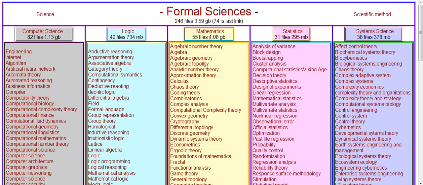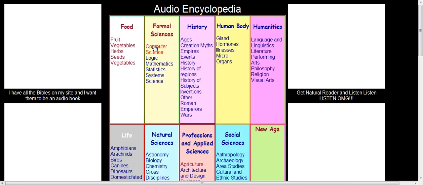Oh no, mathematics. There's 1.08 gigabytes' worth of talking done on mathematics, and then even more, computer science is 1.13 gigabytes of information, followed by mathematics, followed by 378 of system science, followed by 295 of statistics. Oh, but I guess logic is the third biggest, 734, so whoa, that's a lot.